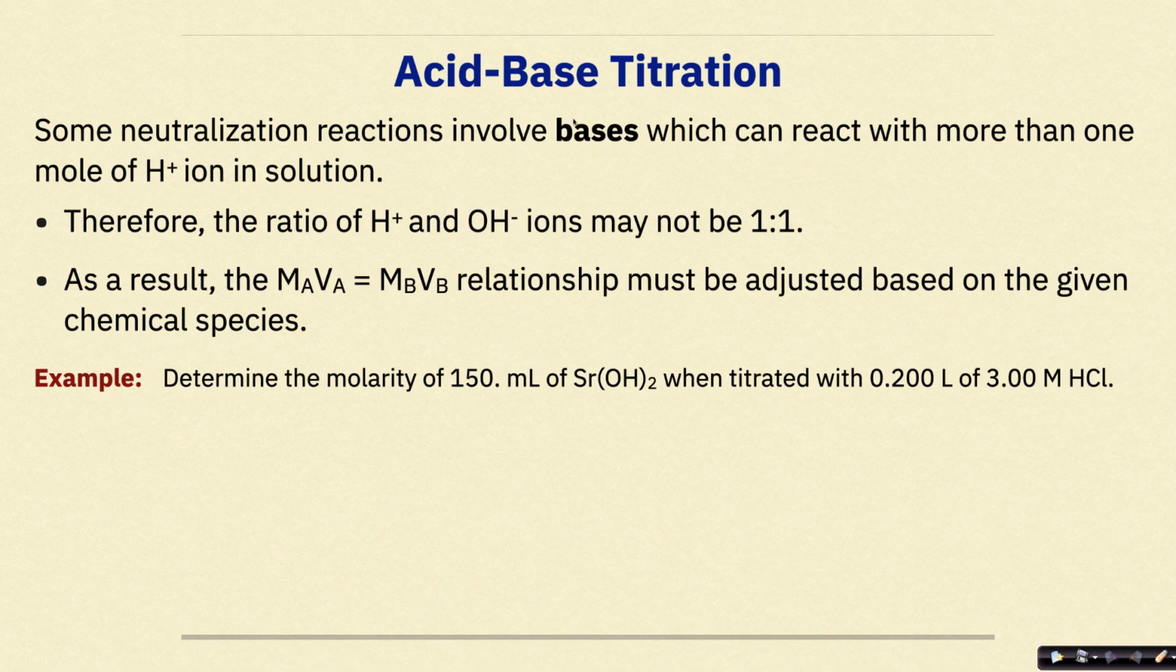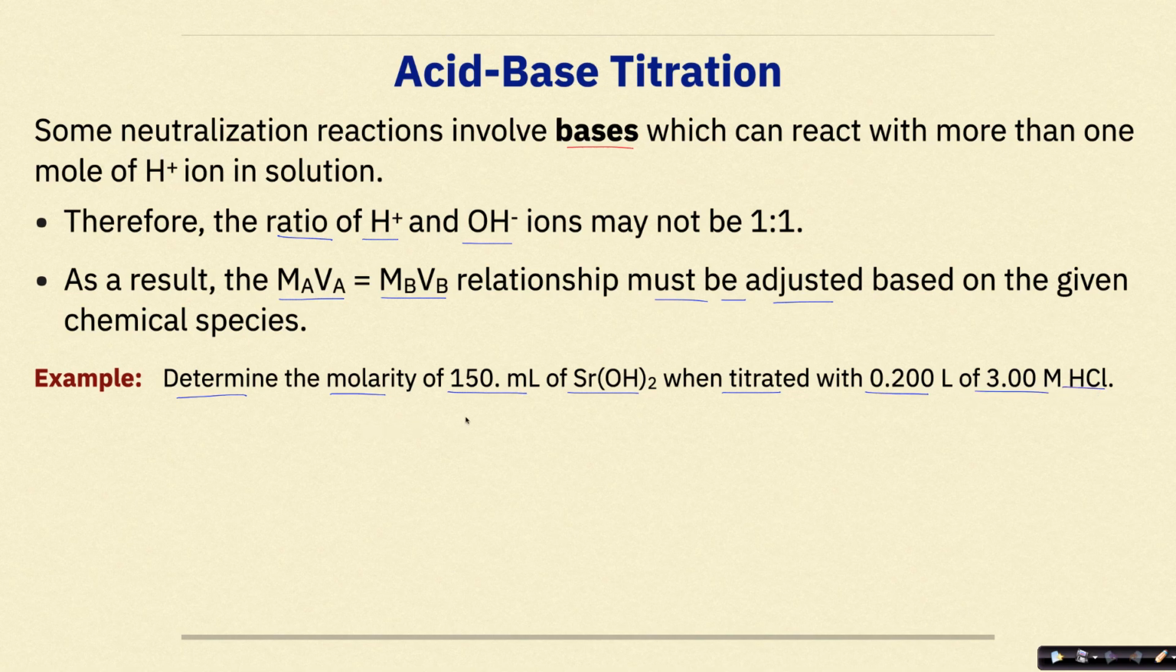Some neutralization reactions involve bases, which can react with more than 1 mole of hydrogen ion in solution. Therefore, the ratio of hydrogen ions and hydroxide ions may not be 1-to-1. As a result, again, the MAVA is equal to MBVB relationship must be adjusted based on the given chemical species. So let's look at this example. Determine the molarity of 150 milliliter solution of SrOH2 when titrated with 0.2 liters of 3 molar HCl.